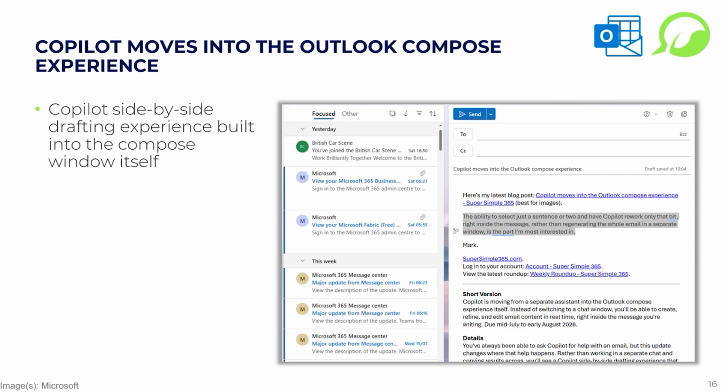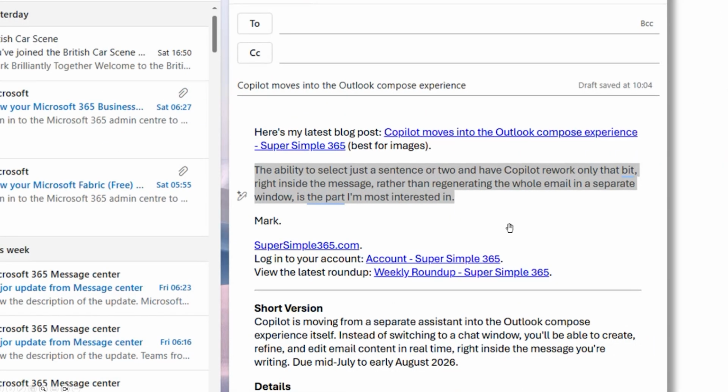Copilot moves into the Outlook Compose experience. Okay, and I quite like this. Let's have a look. So this is on the web. It's New Outlook. Look at this. So what I've done is that I've highlighted this text. This is actually a screenshot from mine. I've highlighted this text. I get the little sparkly pencil on the left-hand side.